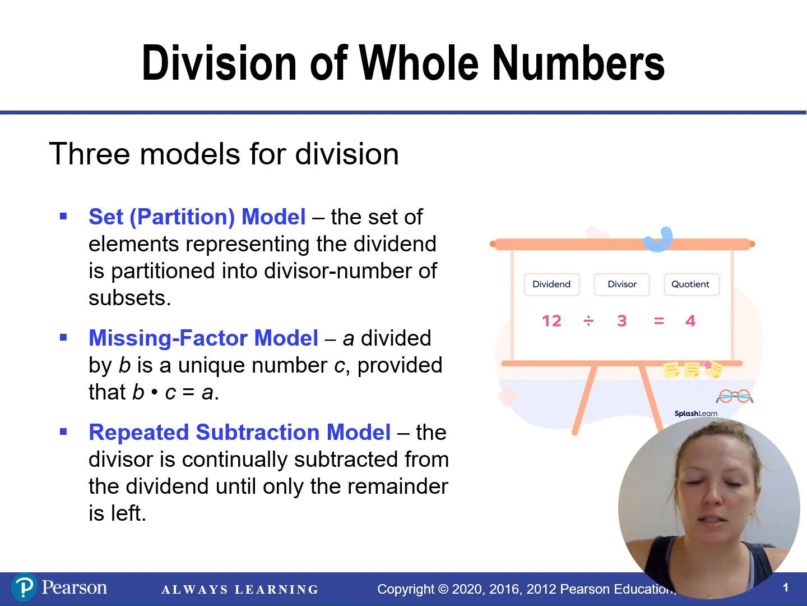So in the case of 12 divided by 3 equals 4, I would say, all right, I have 12. I'm going to subtract 3 from that. That leaves me with 9. I'm going to subtract 3 from that. That leaves me with 6. Subtract 3 again. That leaves me with 3. Subtract 3 again. I have none left. So I've subtracted 3 from 12 4 times, which means that 12 divided by 3 is equal to 4 because I was able to make 4 groups of 3.